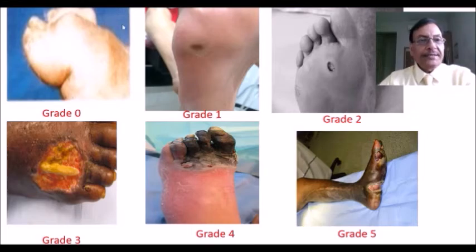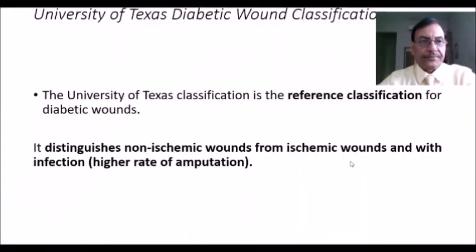You can see it, pre-ulcerative lesion. There are deformities which will cause ulcer in due course of the time, but still there is no ulcer. Grade 1, superficial ulcer is present. Grade 2, it is a deep ulcer going to the muscles. Grade 3, the bone has been infected. There is an osteomyelitis. Grade 4, part of the forefoot is gangrenous. And grade 5, whole of the foot is gangrenous.